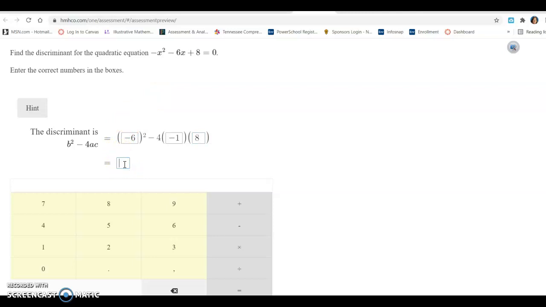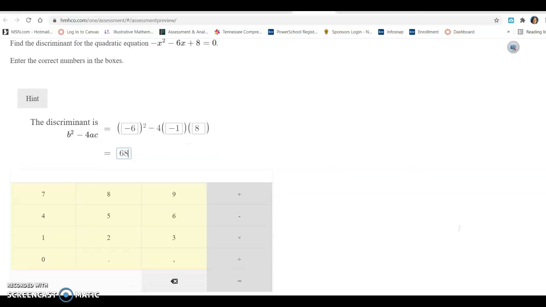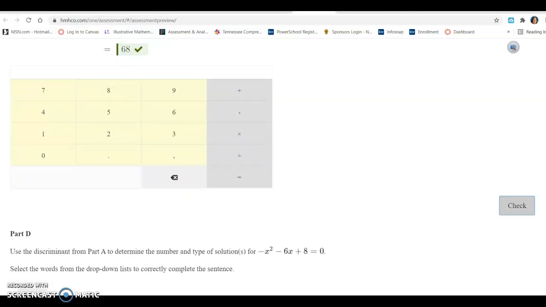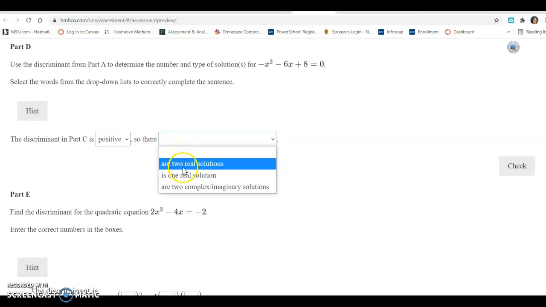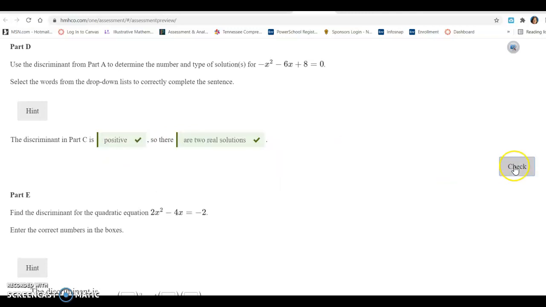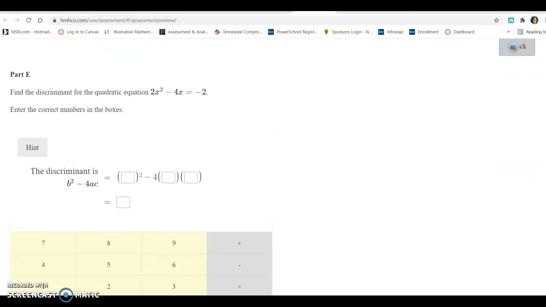Alright, so we can see that we have -6 squared, that's 36. And then two negatives make this positive. So that makes that positive 32. So 36 plus 32 is 68. All right, so if our discriminant for C is positive, that means there are two real solutions for that answer. All right, and then we're going to look at the discriminant for one more question.